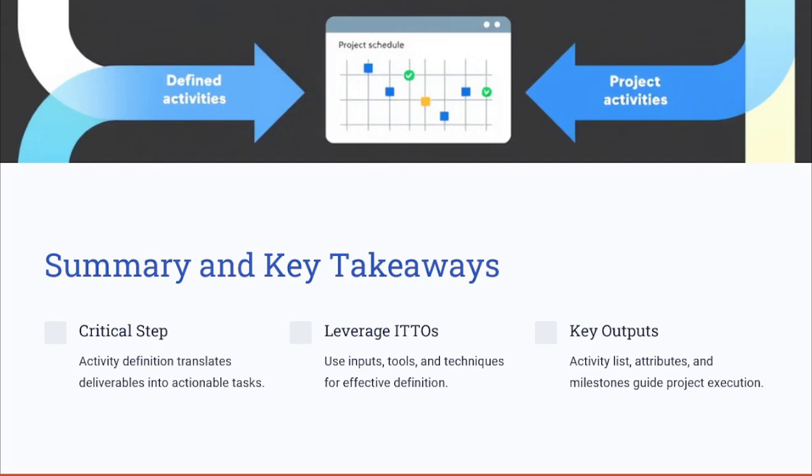To summarize our session, defining activities is a critical step ensuring that the project deliverables are translated into actionable tasks. By leveraging these ITTOs effectively, you can create a comprehensive activity list and milestone list, laying the groundwork for accurate scheduling and resource allocation. Remember, the quality of your activity definition directly impacts the success of the next planning and execution phases.